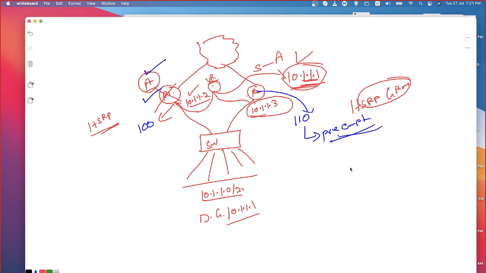Right. So this is what I'm talking about. You can have the option called preempt. Whenever the router comes up with a better priority, immediately it will take up the role of active, even though I have another device in the role of active. The advantage is, whenever the router is up and running, the standby can look into the availability of the active.